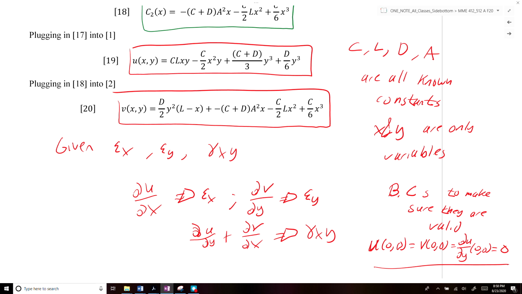So that concludes how if you're given a strain field, epsilon x, epsilon y, and gamma xy, and three boundary conditions, you should be able to solve for the displacement fields u of xy and v of xy.